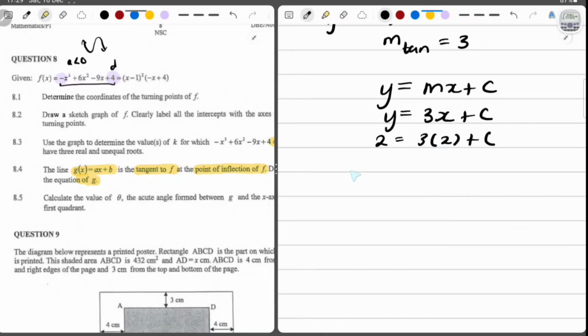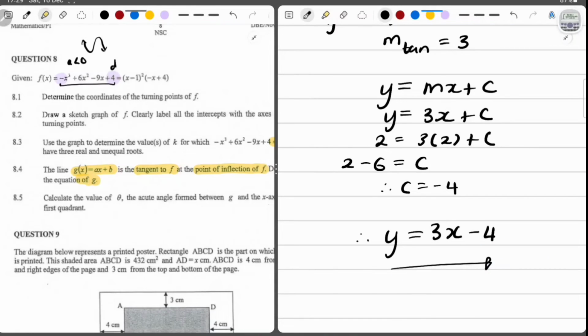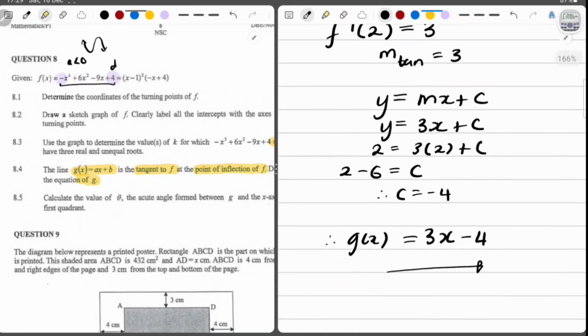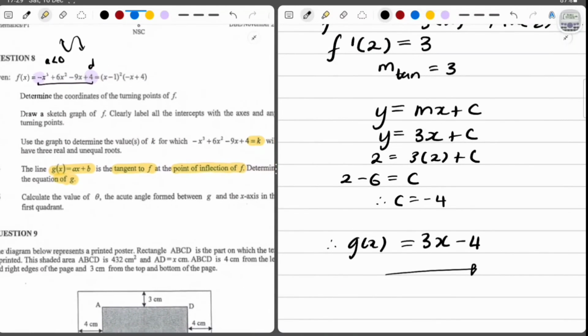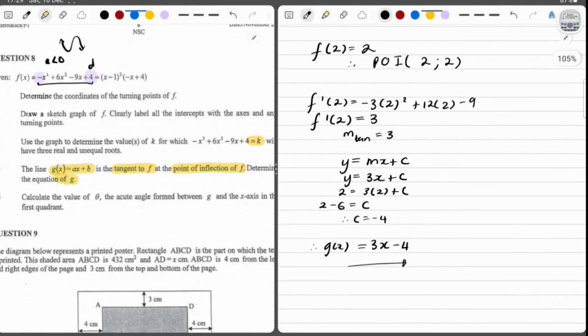And so 3 times 2 is 6. So we're saying 2, and then positive 6 is coming over, minus 6 is equal to c. So c is equal to what's 2 minus 6? Negative 4. So it finally means that y is equal to 3x minus 4, and that is the equation of g of x. Since they didn't say write it as y, I would just write that as g of x. I'll say g of x is equal to that, and that is our equation. Okay, so that is 8.4. That is a question that can come up in different ways, really.